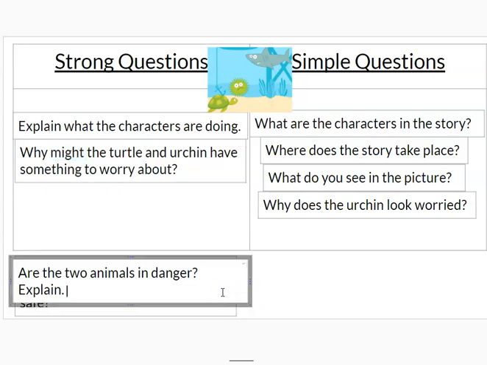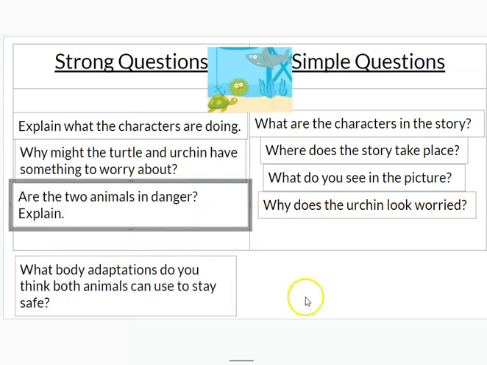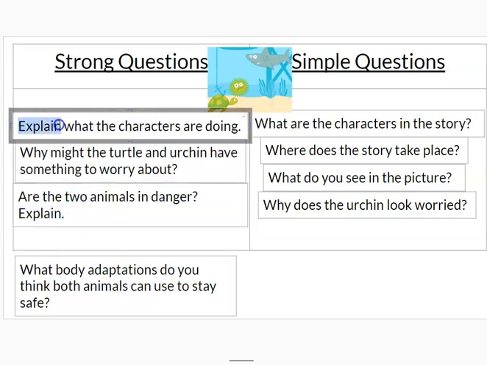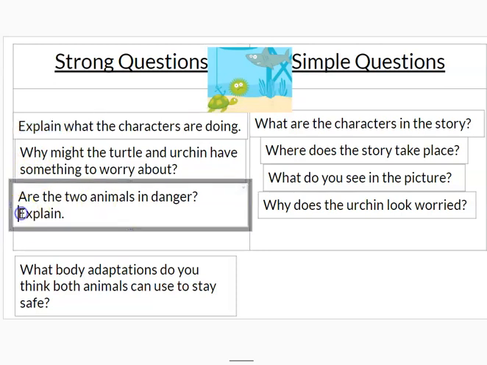The next question. Are the two animals in danger? Explain. Is this a strong question or a simple question? Are the two animals in danger? Explain would be a strong question. Not only are you having to compare two animals, which tells me I'm probably having to look in multiple parts of the text, but again, the word explain that we saw in our previous question is an analyzing word. That means I'm having to really use my brain a lot if I'm having to explain.